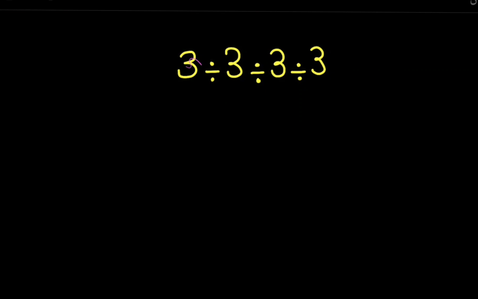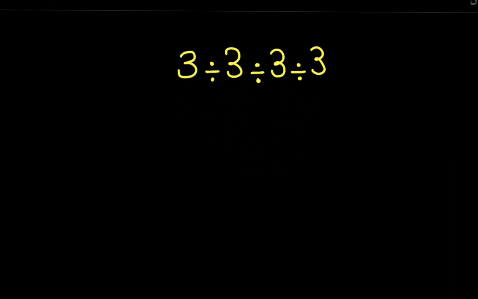We have 3 divided by 3 divided by 3 divided by 3. So 3 divided by 3 gives us 1, and 3 divided by 3 gives us 1. Now 1 divided by 1 gives us 1, but this answer is not correct.